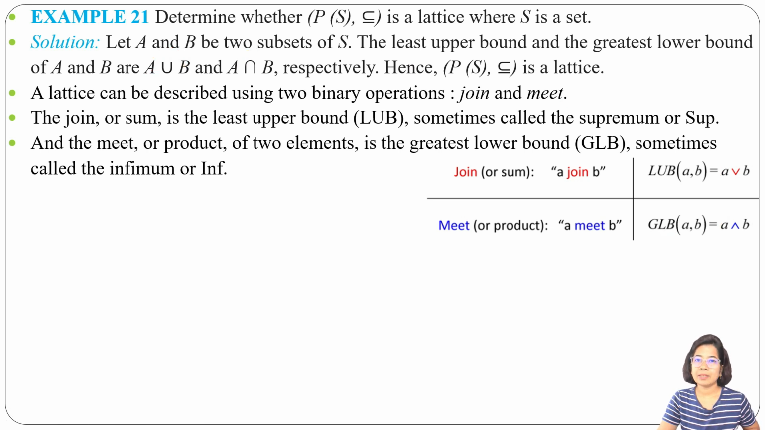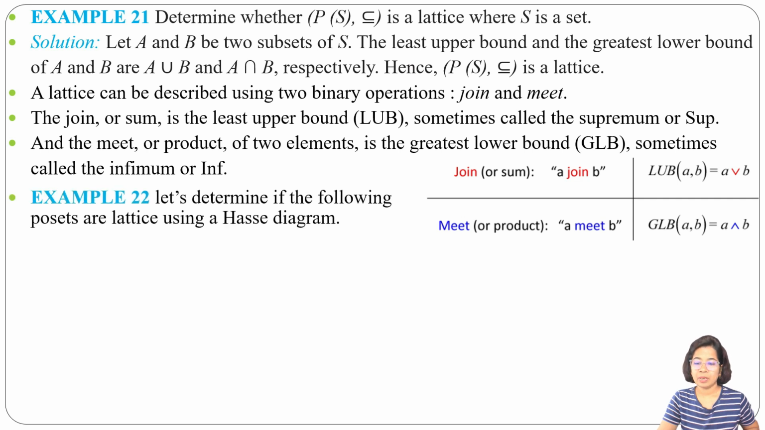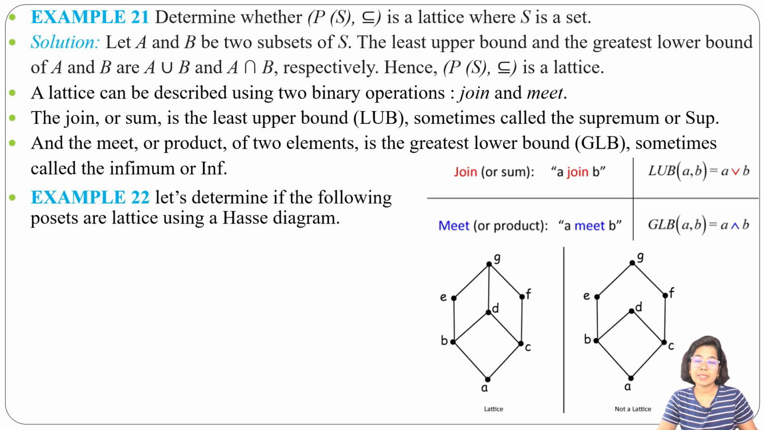Let's see another example, example 22. Let's determine if the following posets are lattices using the Hasse diagram. So two Hasse diagrams are given. We need to check which one is a lattice and which one is not. Now the first one is a lattice, as for every incomparable pair, we can find the GLB, LUB, or we can say join and meet.